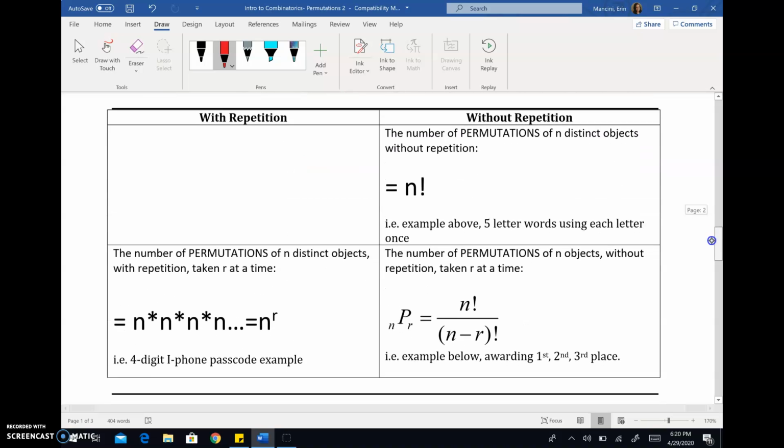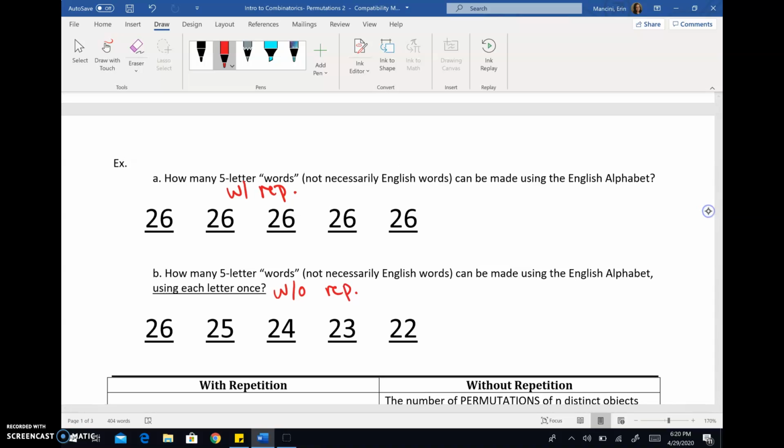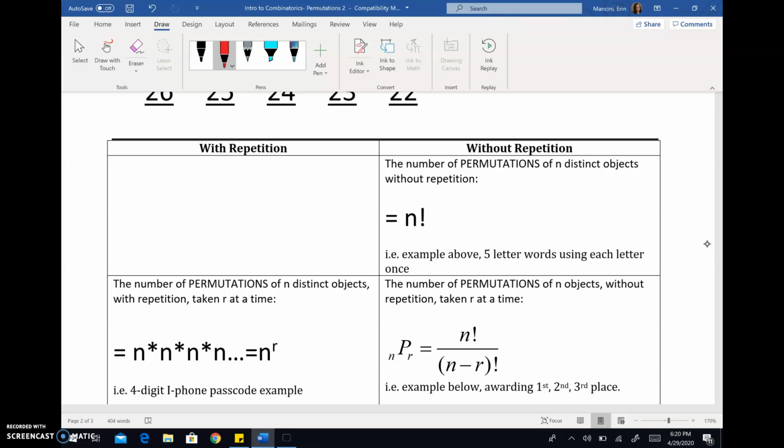And hopefully you realize that it's not a new concept. In the first example here, you are allowed to repeat. So we'd be in the first column here with repetition, which gives us this formula of n to the r, or n times n times n times n, and on and on. So that's a permutation of n objects taken r at a time, n^r.